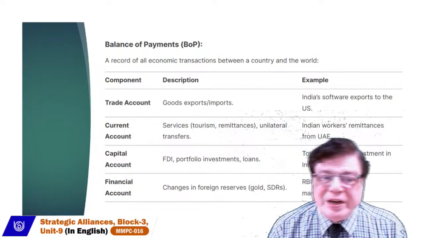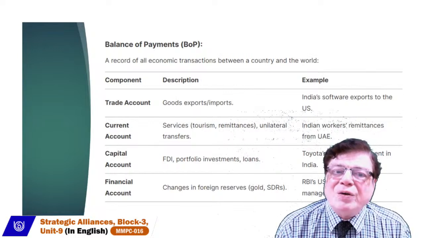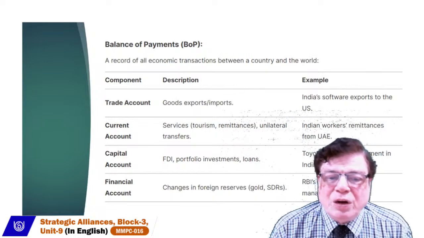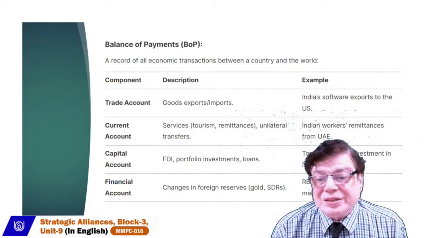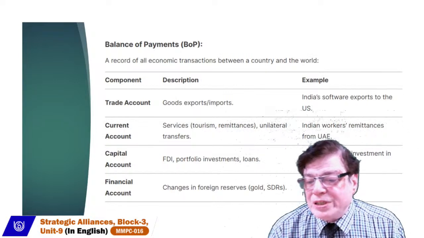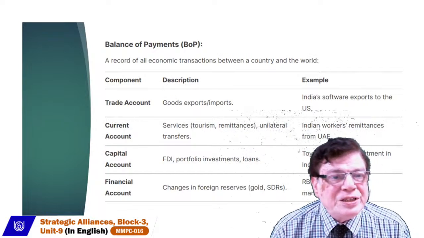Toyota's factories investment in India. How much has the Toyota factory invested in India? That will come in the capital account. Next is the financial account: changes in foreign reserves, like gold, SDRs. Now RBI's US dollar reserves management, that amount will come in this financial account.